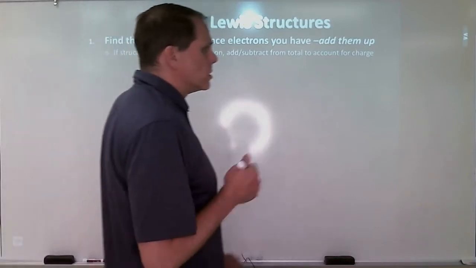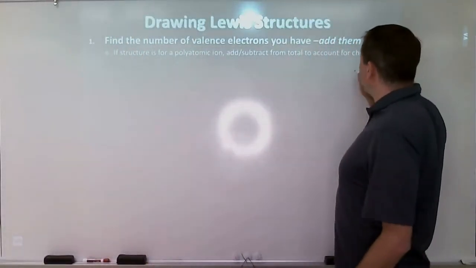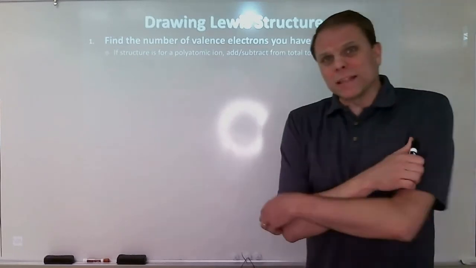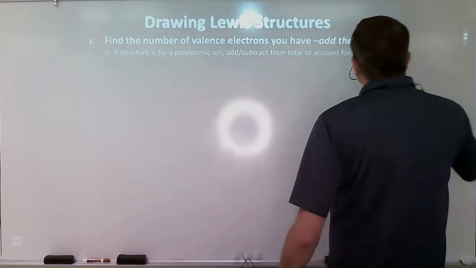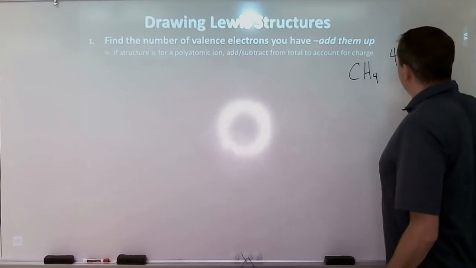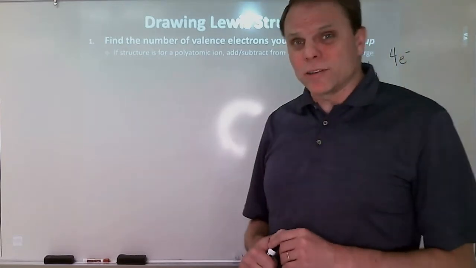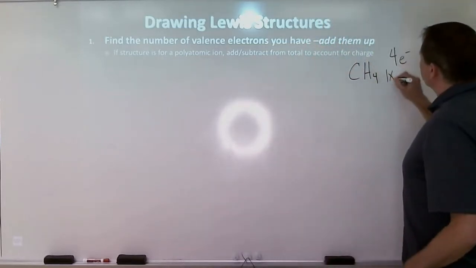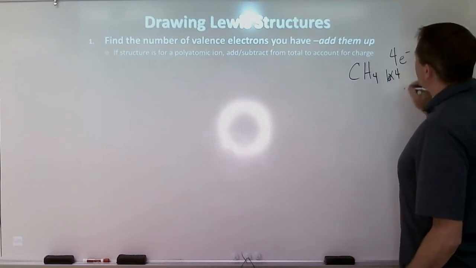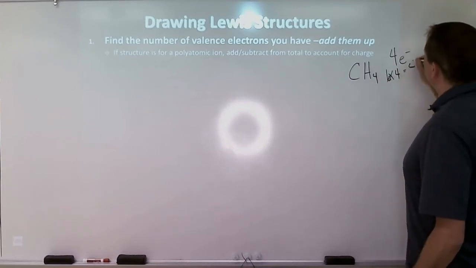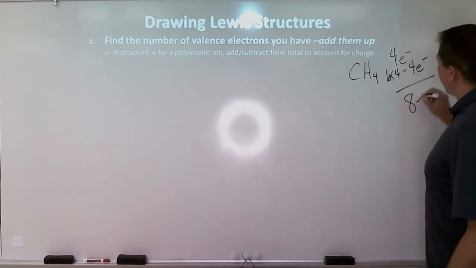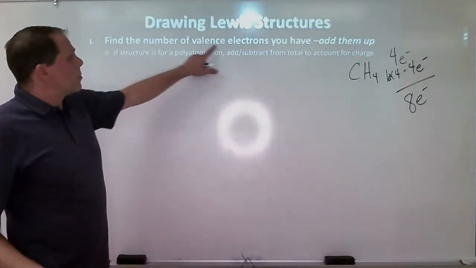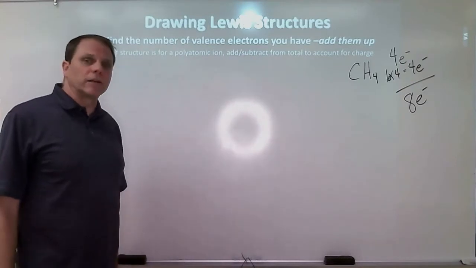Okay, so let's say we're doing methane. Methane is CH4. So how many valence electrons does carbon have? 4. So we add 4 right up there. And then how many valence electrons does hydrogen have? 1. But how many do I have? I have 4 of them. So 1 electron times 4 hydrogens gives me 4 electrons. I add those up, and I have 8 valence electrons. So step number 1, find the number of valence electrons you have and add them up. I have 8 valence electrons for methane.